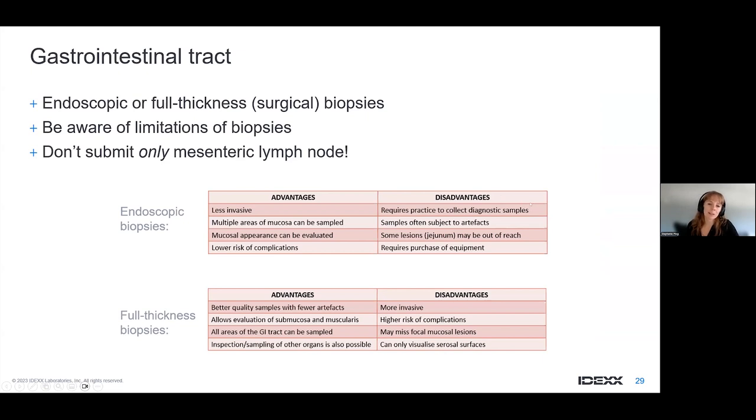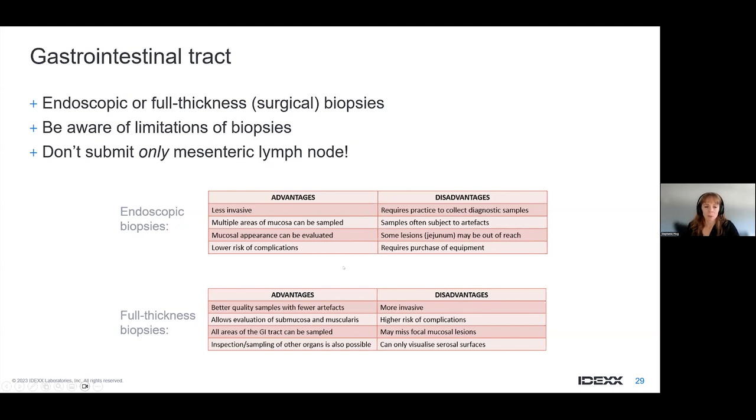And I would say they are maybe slightly more prone to artifacts, but that really comes down to how you handle the biopsy after you've sampled, and that's the same for full thickness biopsies as well. The disadvantages of full thickness biopsies is it's a more invasive procedure, it's potentially more expensive for the client, and it's a higher risk of complications, and you can't really look inside the intestine, obviously, which you can do with an endoscope.